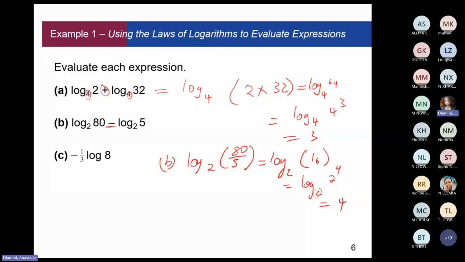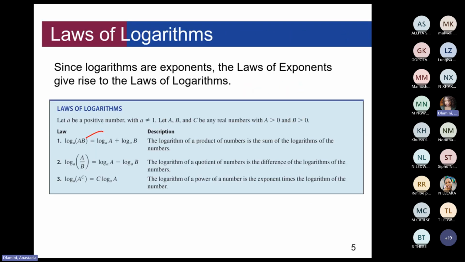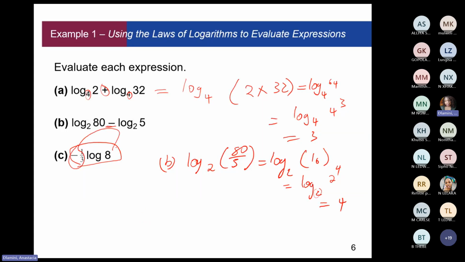Now this over here, how can I rewrite this? It's the fourth law. It says that if I have a constant times the log of base a, therefore this can be written as log of base a to the power of c. So meaning that this can be the power to this side over here. And this will help you in your assignment as well. So then this will be log of a to the power of -1 over 3.